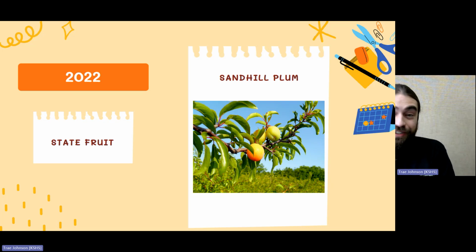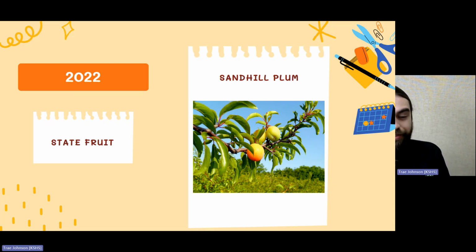And then in 2022, we got a state fruit, the sandhill plum. Sandhill plums, also known as Chickasaw plums, grow to be up to 20 feet tall and 20 feet wide. They grow in dry, sandy soil, and the fruit ripens at the end of summer, and they're commonly used in jellies.